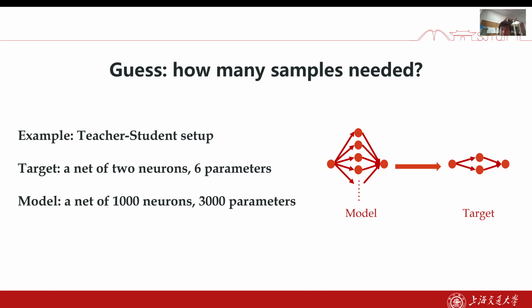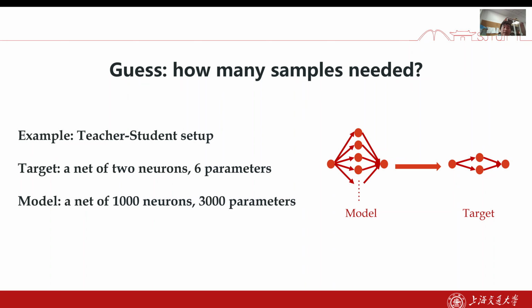We have 3 parameters per neuron, so the target has 6 parameters. But we don't try this here, okay? And for the model that we are going to train, it has 1,000 neurons, so it has 3,000 parameters. Now, is that clear? We sample the data from this target function and use this data to train this model. The question we want to ask: how many samples do we need if we want to recover this teacher target? Should we say 1,000 or 3,000 samples?